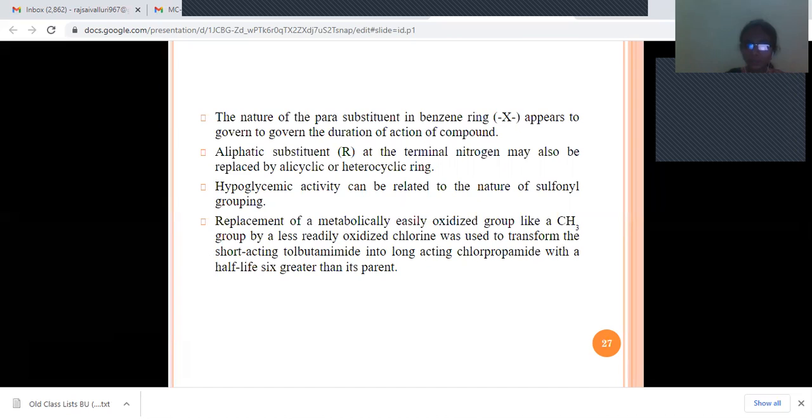Replacement of the easily oxidized methyl group by the less readily oxidized chlorine was used to transform the short acting tolbutamide into the long acting chlorpropamide, with a half life about six times greater than its parent. So this is the SAR.